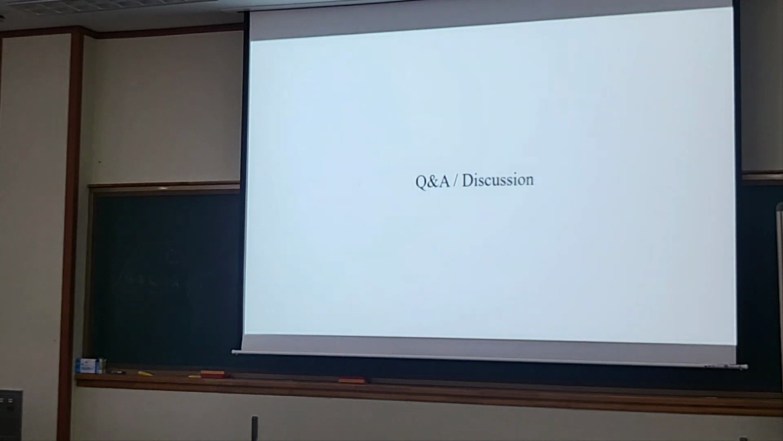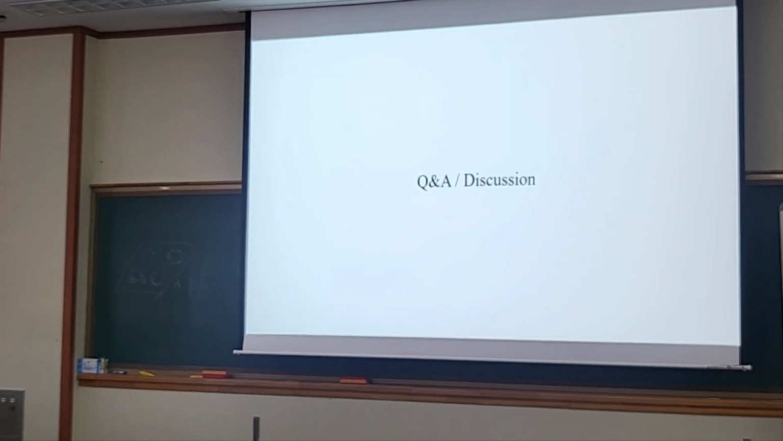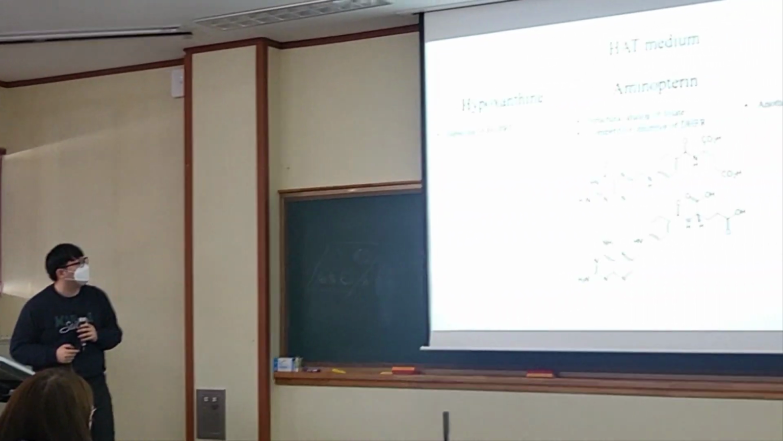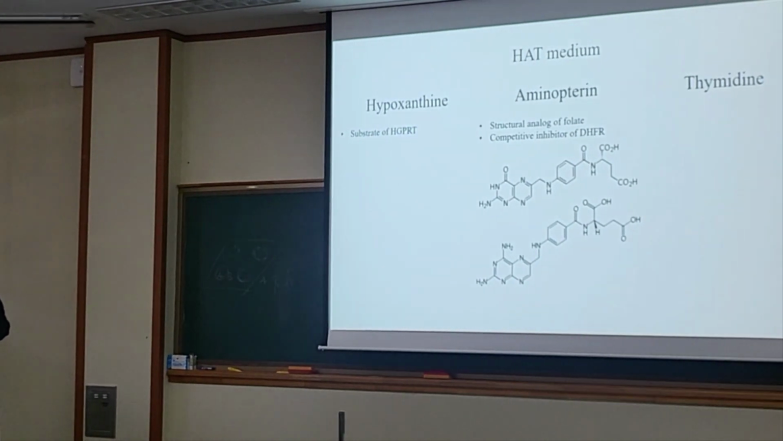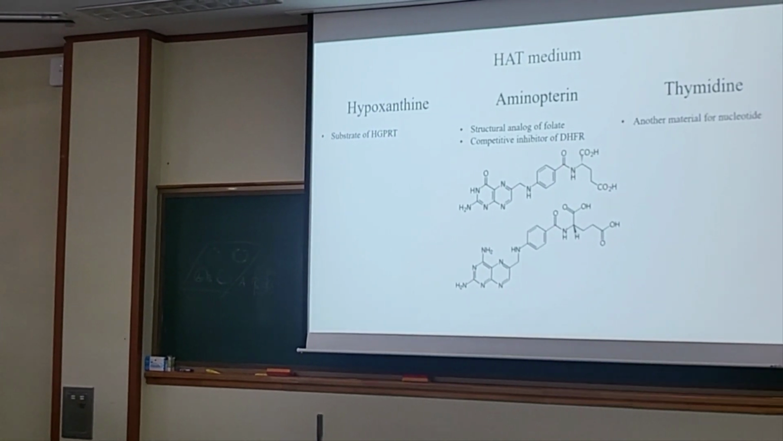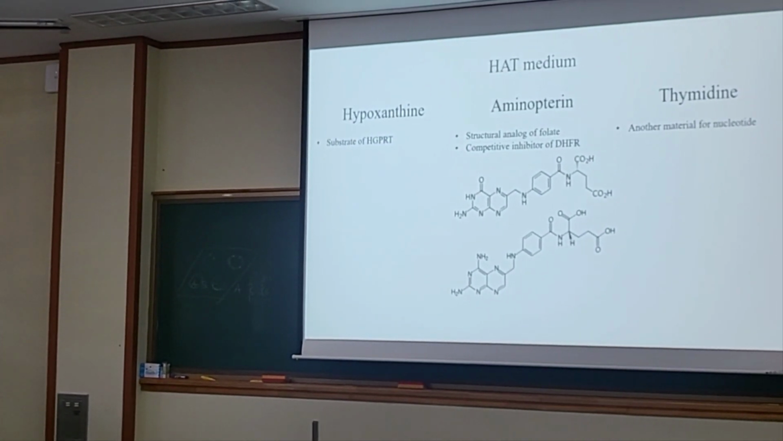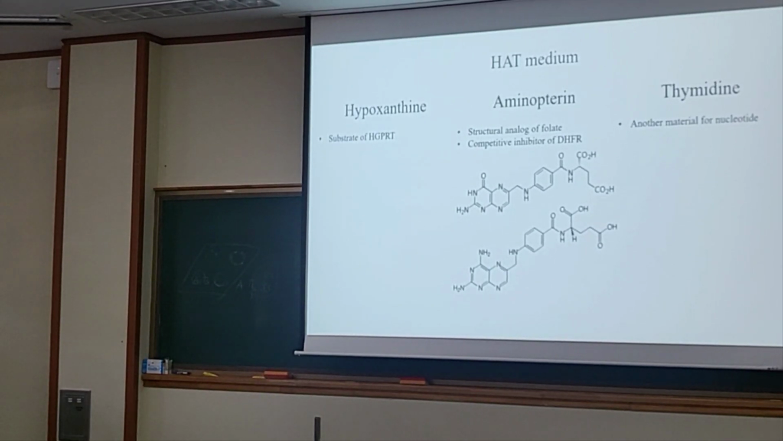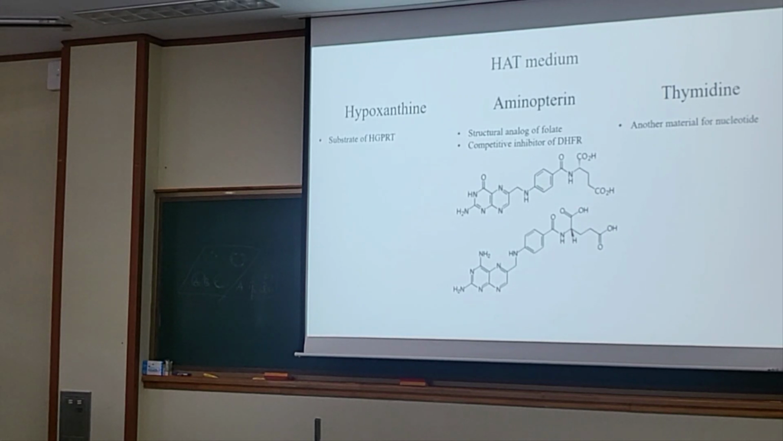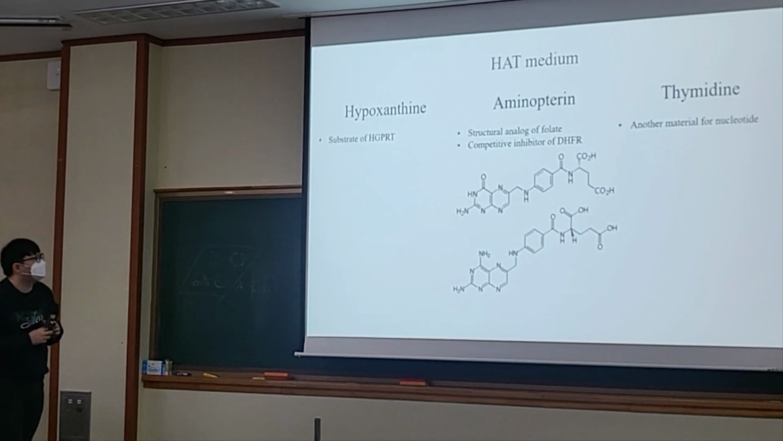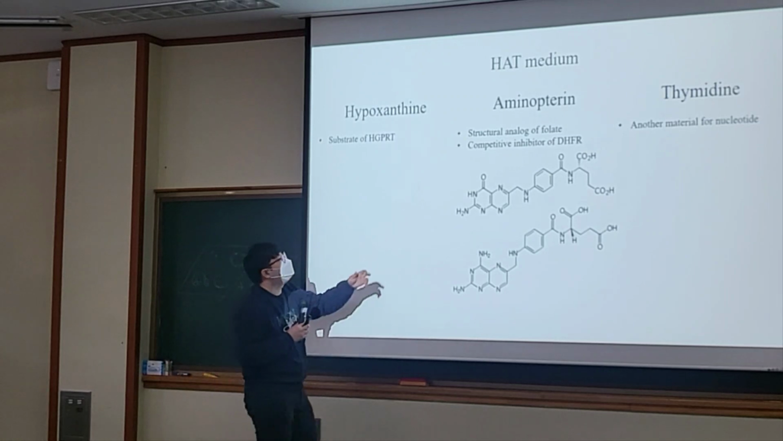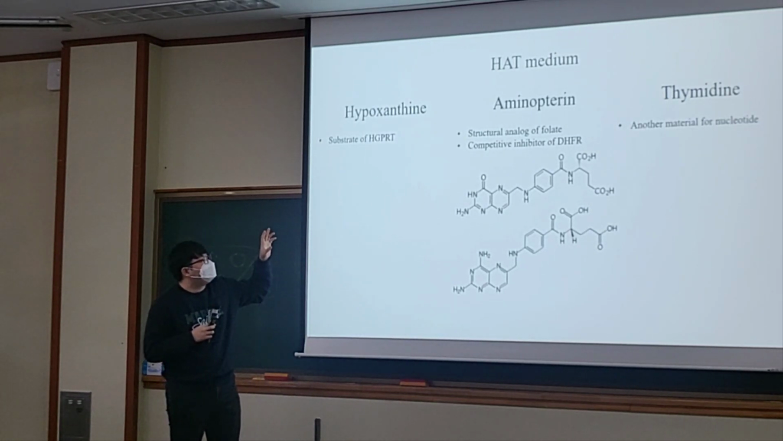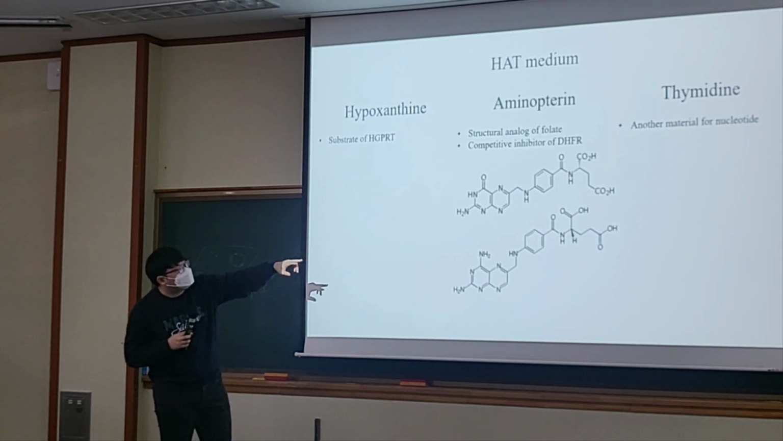I have a question. Thank you for the presentation. Before this slide, you had the chemical structures of aminopterin and folate. And first, the inhibition is working on the amine group. The reason I pointed out the difference is because the overall structure looks very similar.